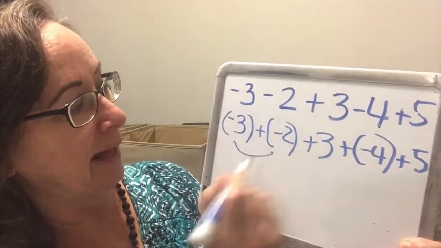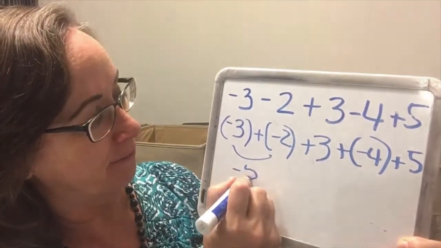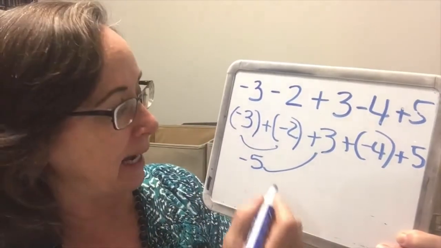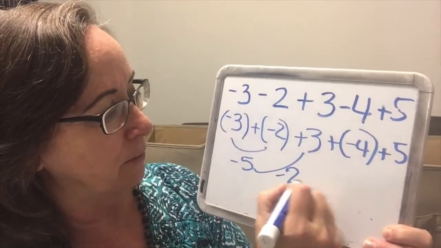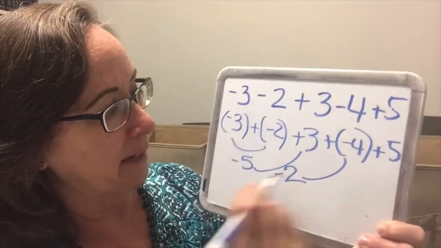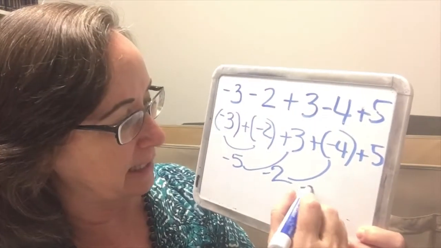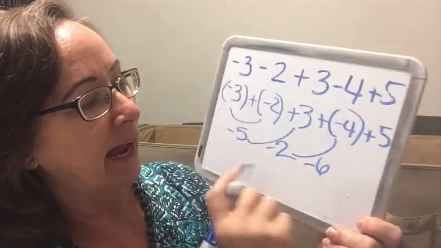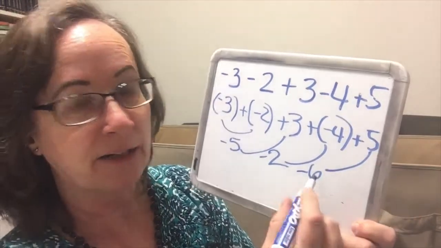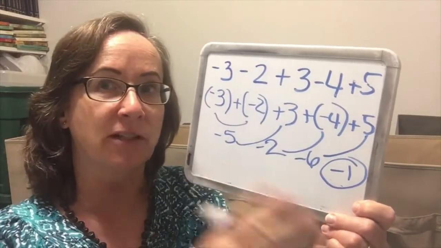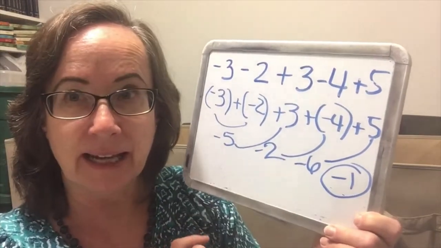So here we're going to add these two together, get a -5. We're going to take these two, they're opposite signs, so we subtract and get a -2. We take these two, add them together. Negative and negative is going to give us -6 because we're going to add the two values. And then a -6 and a +5 is going to give us a -1. So we did that in left to right order, and we got a -1.